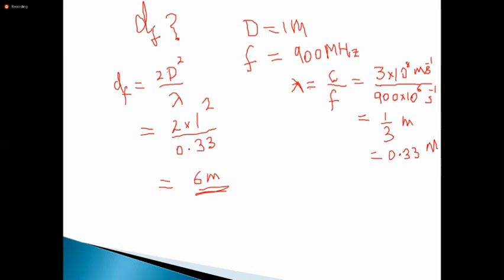Write this question down. A transmitter produces 50 watts of power. Express it in dBm and dBW.